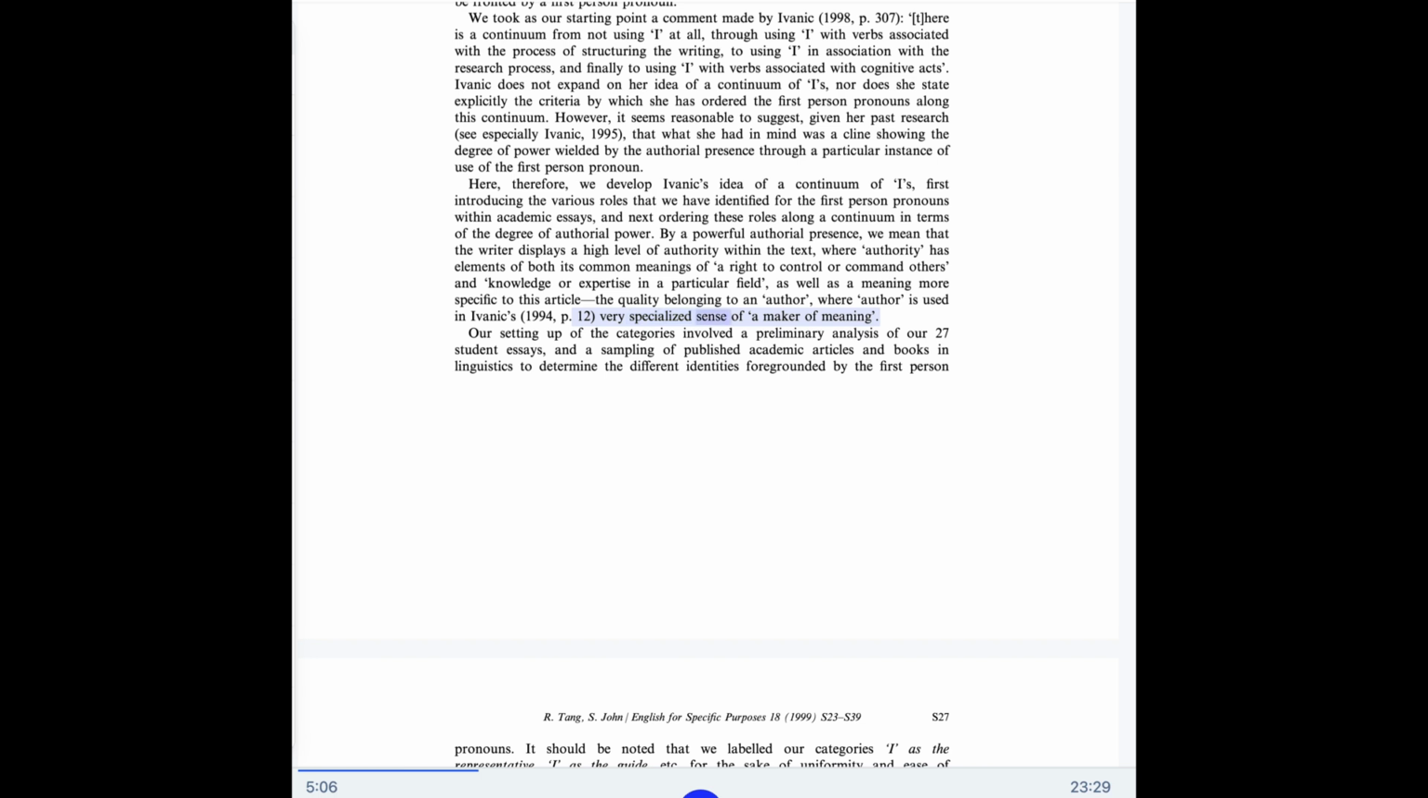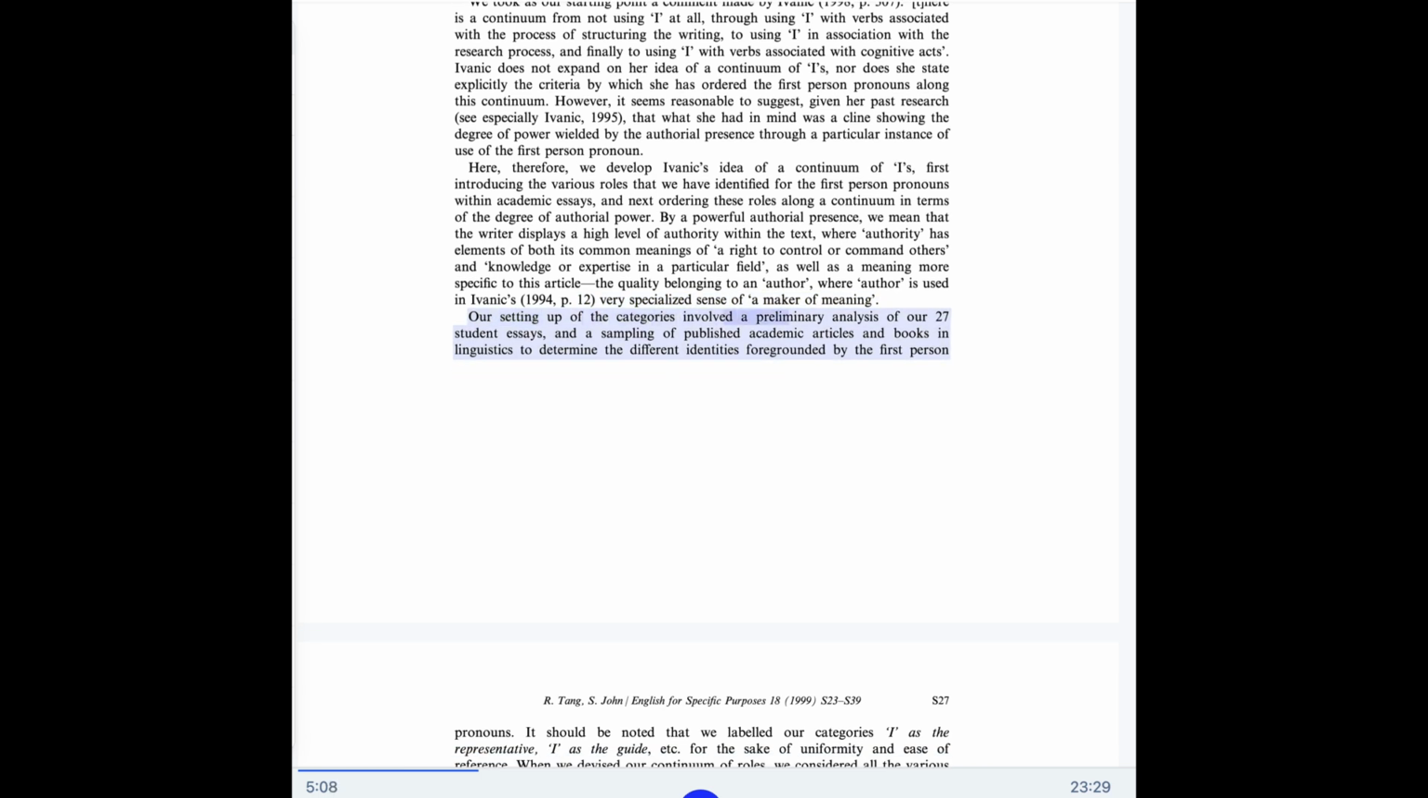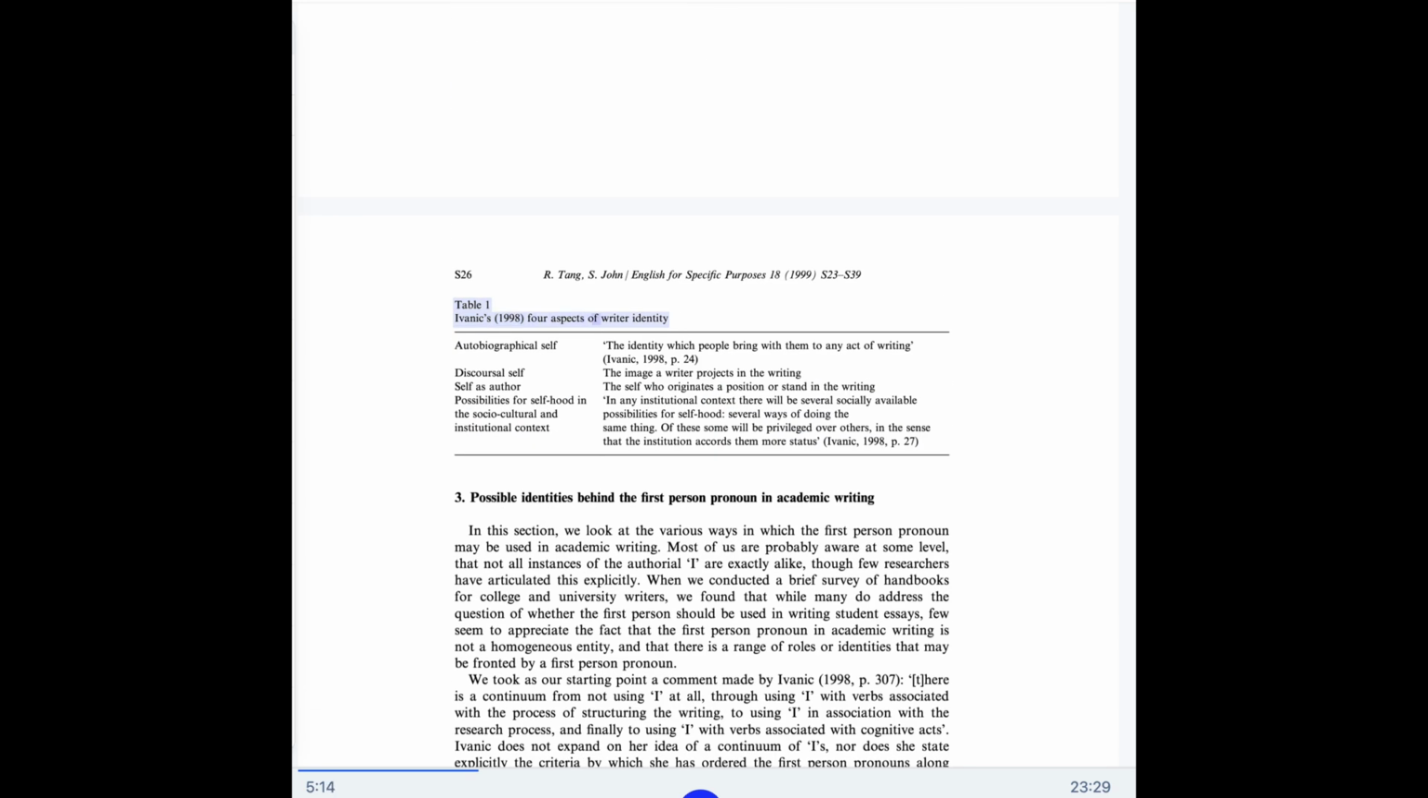...a very specialized sense of a maker of meaning. Our setting up of the categories involved a preliminary analysis of our 27 student essays and a sampling of published academic articles and books in linguistics to determine the different identities foregrounded by the first person. Table 1: Ivanič's 1998 four aspects of writer identity.